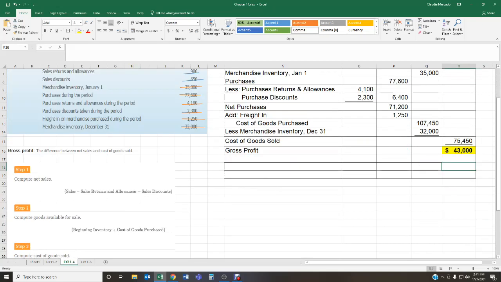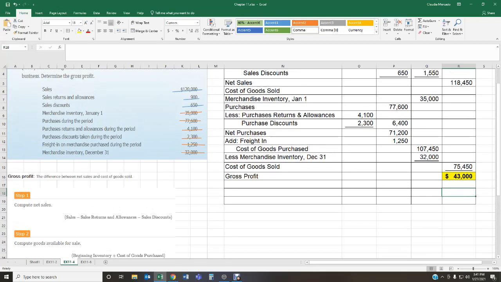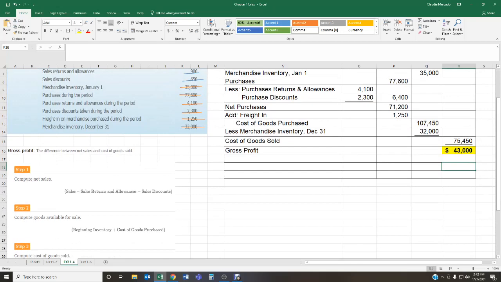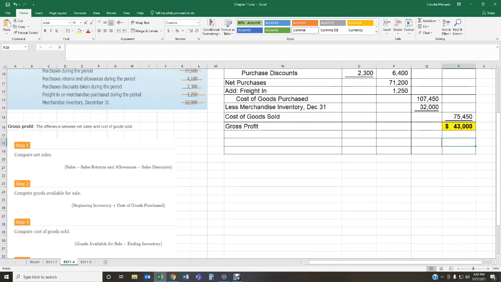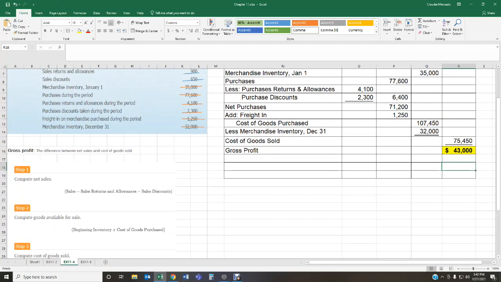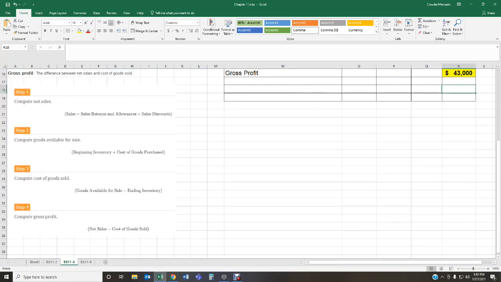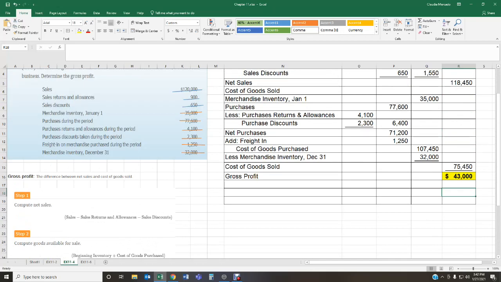So step number 1, compute net sales. Step number 2, compute goods available for sale. Step number 3, compute your cost of goods sold. And then step number 4, compute your gross profit.